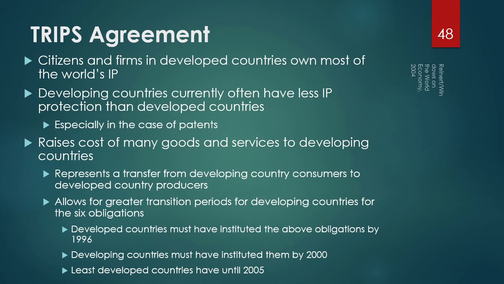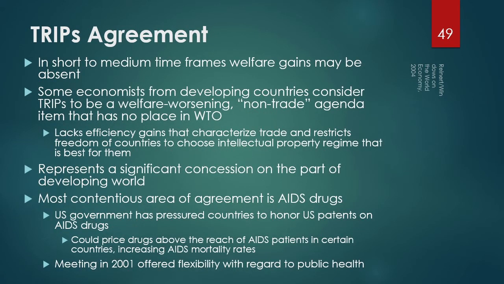It allows for greater transition periods for developing countries under those 6 obligations. And so developed countries must have instituted the above obligations by 1996. Developing countries must have instituted them by 2000. And least developed countries have until 2005 to agree to those 6 obligations as a transition period. So again, with the TRIPS agreement, in short to medium time frames, welfare gains may be absent.